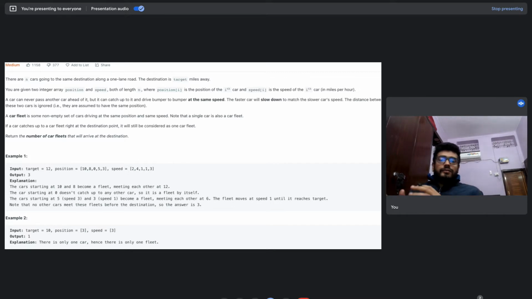Now these kinds of collisions will keep on taking place as and when the cars are moving towards the target. After all these collisions, and all the cars have reached the target, you have to tell us how many car fleets there were which reached the final destination. Now let's take a look at how we can solve this problem.